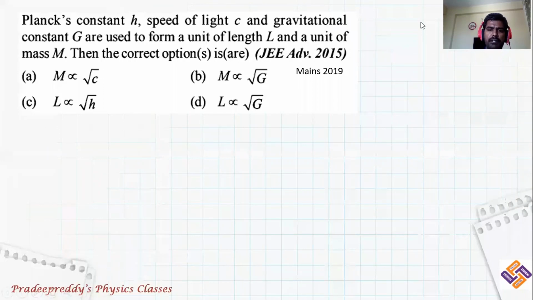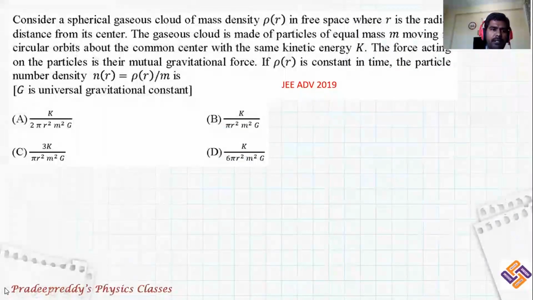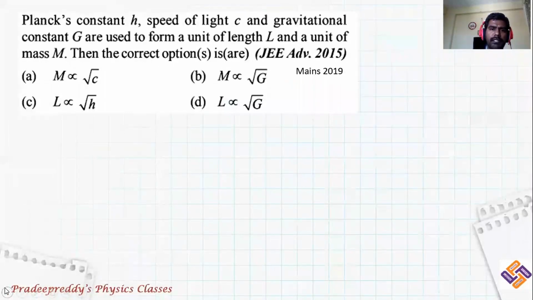Students, this question has been asked many times in entrance examinations. Many times it has been asked. So pay attention clearly. See, we have Planck's constant, it is h. Speed of the light is c. Gravitational constant is G. Are used in the form of a unit length and a unit of mass.